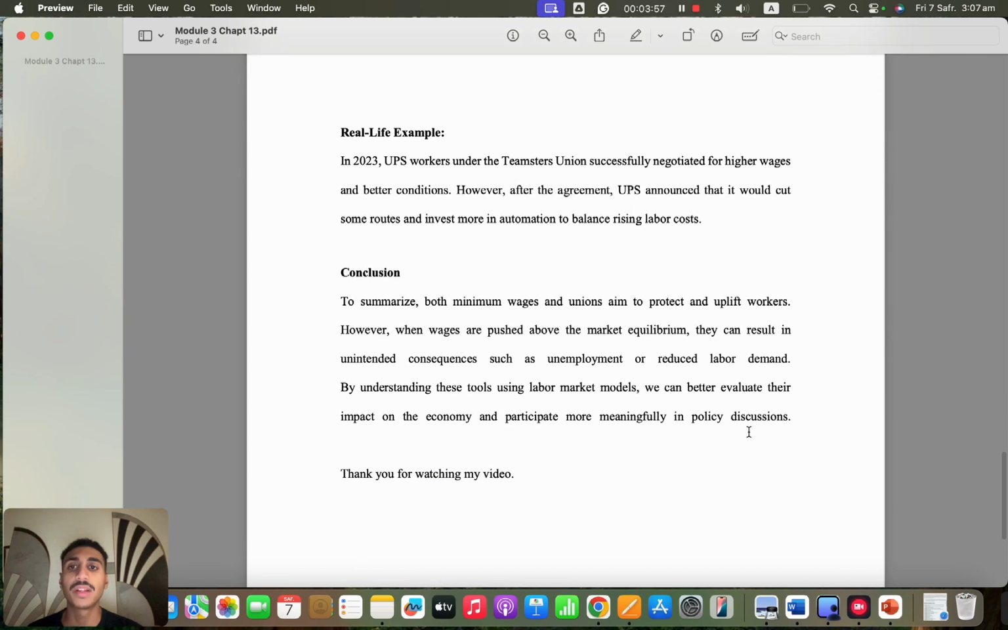Let's jump here and give you guys a real life example before we wrap everything up. In 2023, UPS workers under the Teamsters Union successfully negotiated for higher wages and better conditions. However, after the agreement, UPS announced that it would cut some routes and invest more in automation to balance rising labor costs.